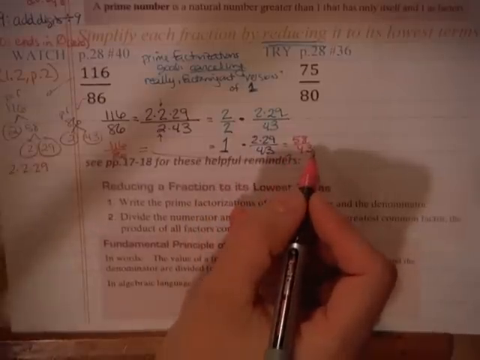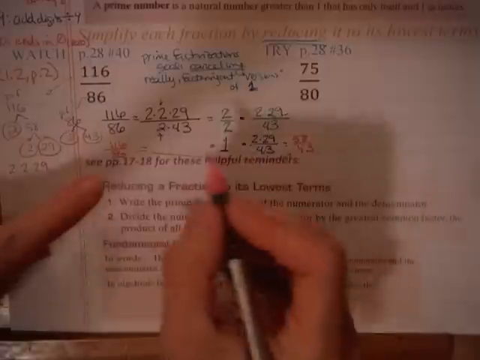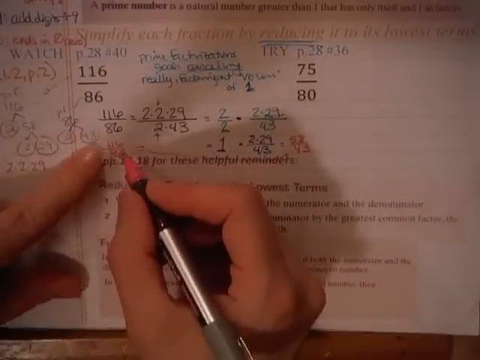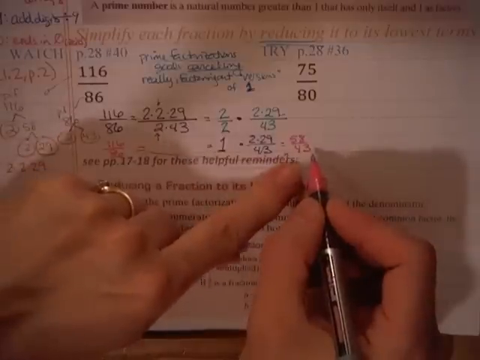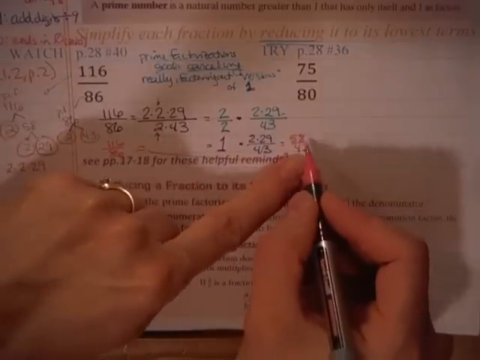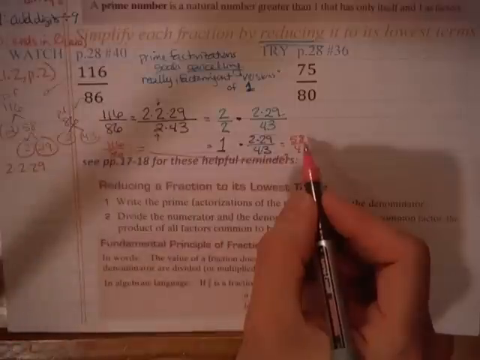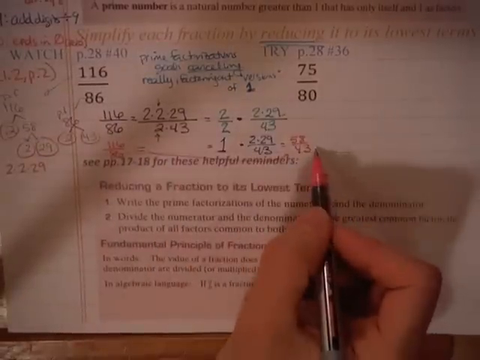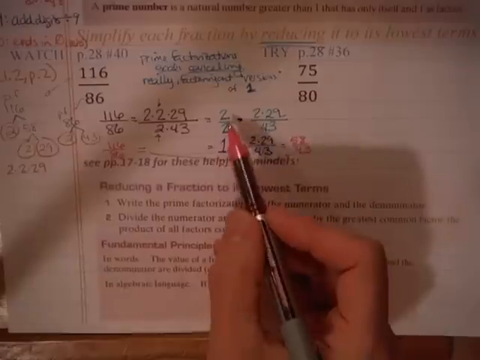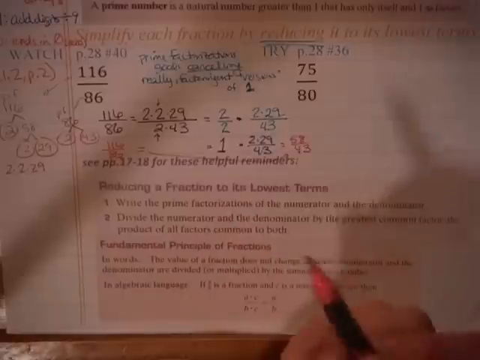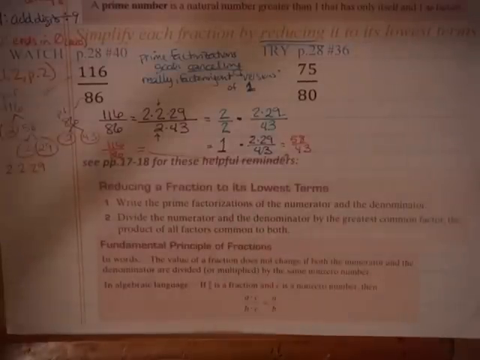You'd still be getting the same amount of pie if it were cut up into 86 equal pieces and you had 116 of them. Same amount of pie if you had pies that were cut up into 43 equal pieces and you ate 58 of them. Be the same amount. These are just different looks to them. One has been reduced. All the matching factors, top and bottom, have been canceled out or divided out. So anyway, it's just a way to think about it.